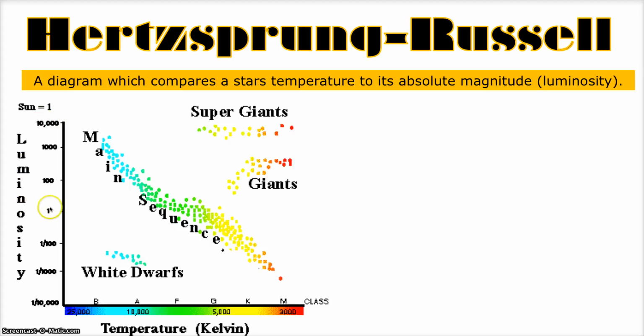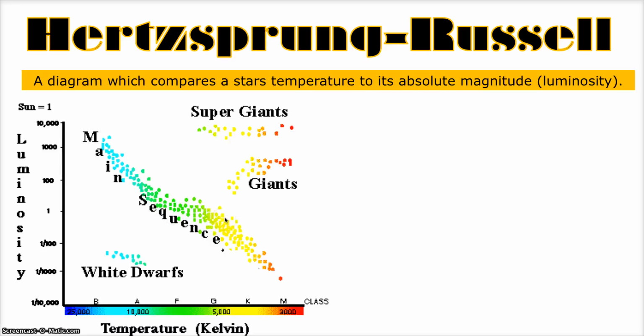And right here in the middle, you can see that the luminosity is 1. That is the brightness of our sun. So the HR diagram compares the brightness of stars to the brightness of our sun. Any star brighter than our sun will be found at the top of the diagram, and any star dimmer than our sun will be found at the bottom of the diagram. So our sun, being a yellow star, would probably be positioned right around here on the HR diagram.